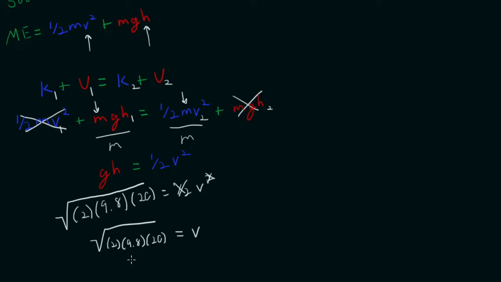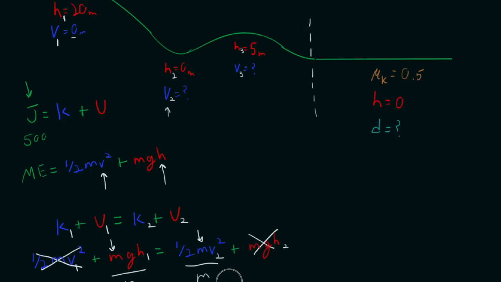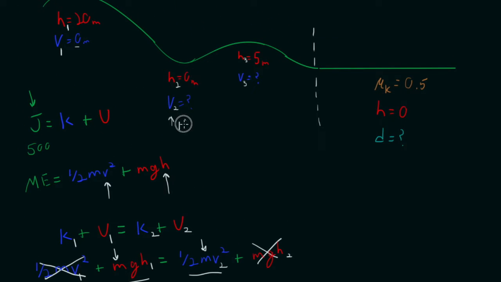And when I make that calculation, I get a velocity of 19.8 meters per second for v2. So my velocity at the base of this hill is 19.8 meters per second.